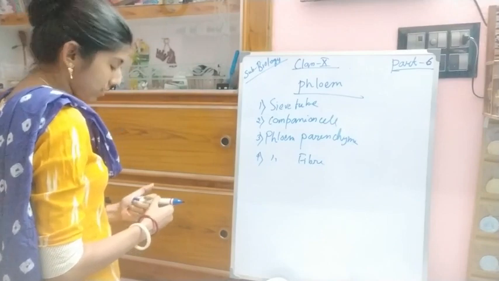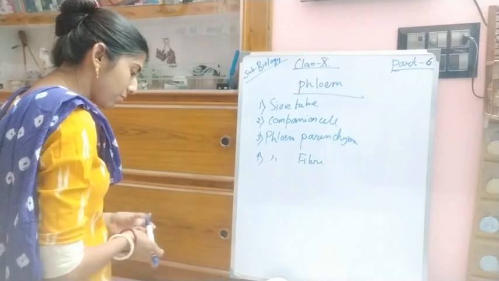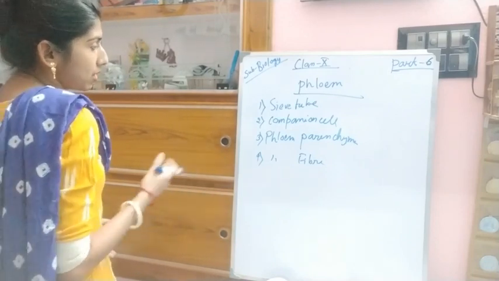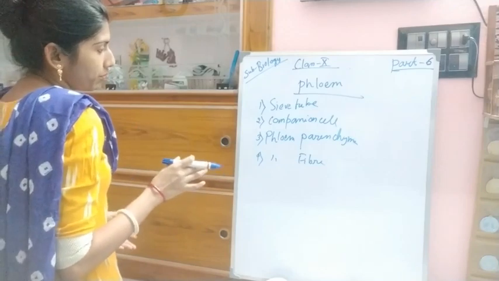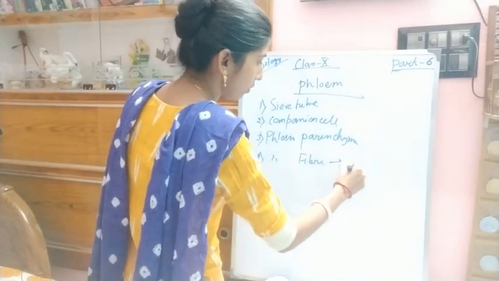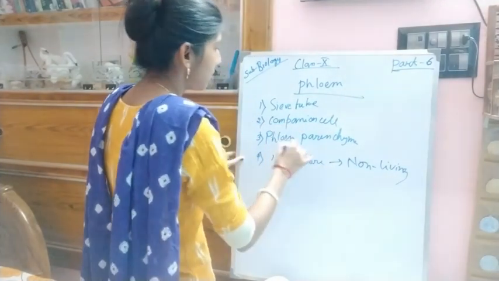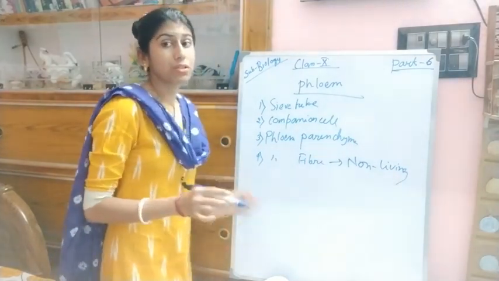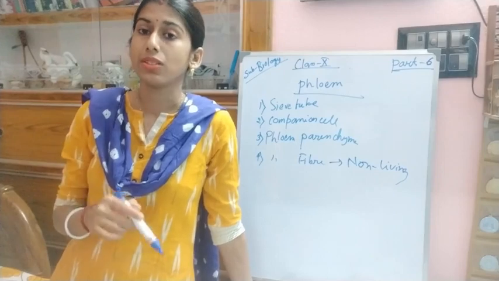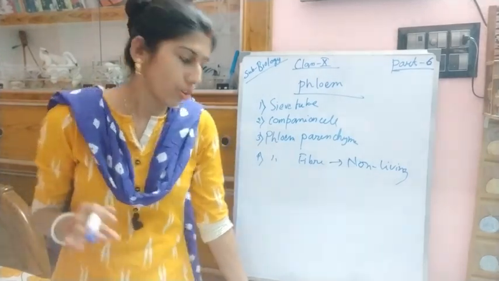And what is the function of the fiber? It is also a non-living part, it helps in the mechanical support and storage. Now in case of phloem only one part is non-living, that is phloem fiber, and these 3 are living. But in case of xylem only one part was living, 3 parts were non-living, but in case of phloem it is quite different, that is 3 parts are living, 1 part is non-living.